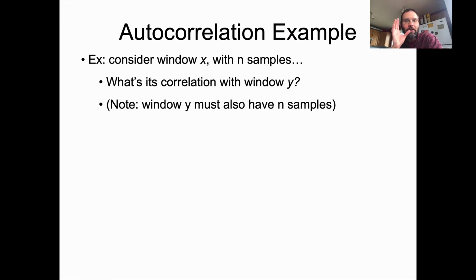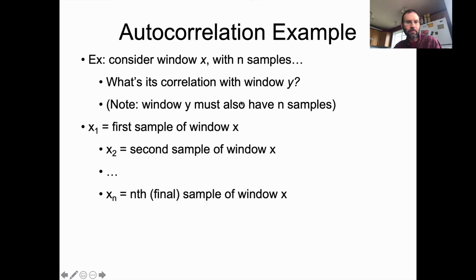Let's say we have window X, our initial window, and then we also have another window Y, another window of the waveform further down the line. Window X has n samples, and window Y must also have n samples. So if window X has 10 samples, window Y has to have 10, and so on. I'm going to give you some examples with 6 samples on the next slide.